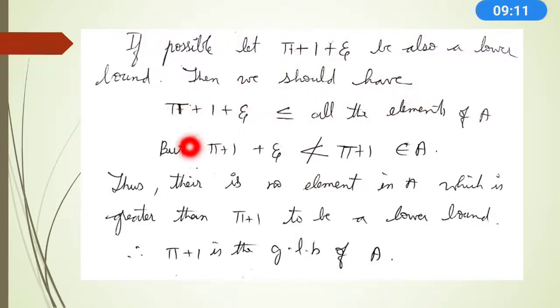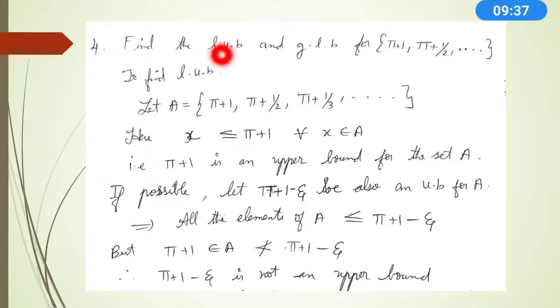If possible, pi plus 1 plus epsilon is also a lower bound. Then we should have what? Pi plus 1 plus epsilon is less than or equal to all the elements of A. Will it happen? No, because my pi plus 1 will be greater. It is not less than my pi plus 1 plus epsilon. Therefore there is no element greater than pi plus 1 which is a lower bound. Therefore pi plus 1 is the greatest lower bound. Okay, we'll see the next problem.